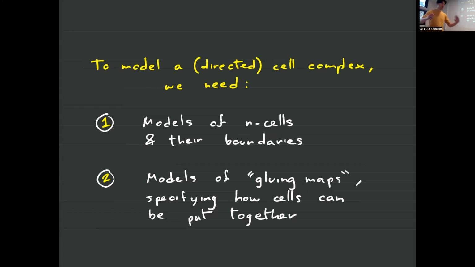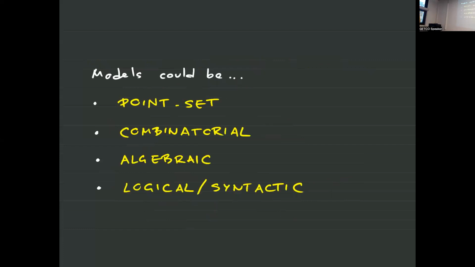Okay, that's the basic data that we need to give a model of a cell complex, and it's the same for the directed cell complex. And there can be a variety of flavors of models. Of course, in topology, we have point-set models where the balls are actually closed topological balls, and the gluing maps are continuous maps of these things to topological spaces. Then we have combinatorial models, simplicial complexes or simplicial sets, which are combinatorial models of the same thing, and also cubical sets.